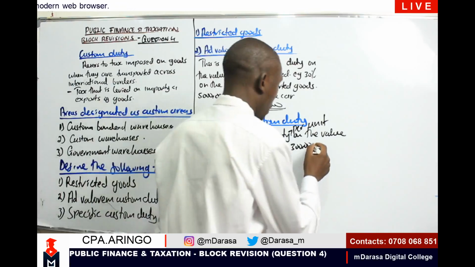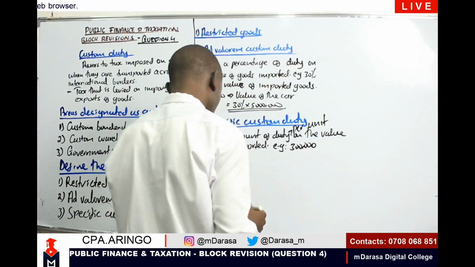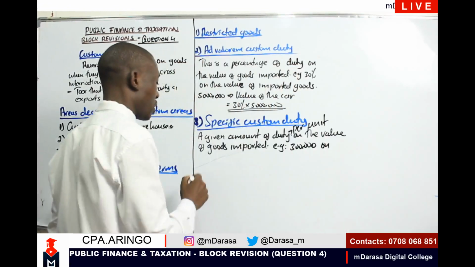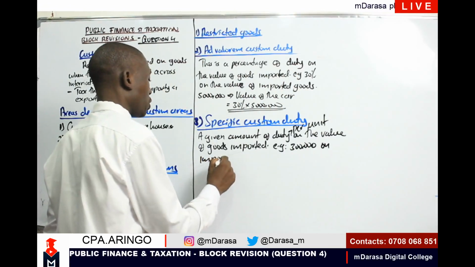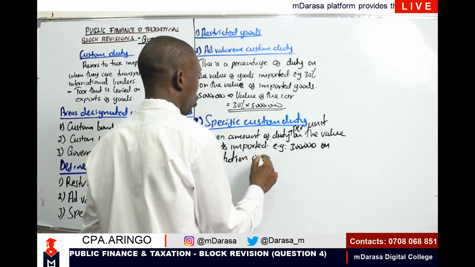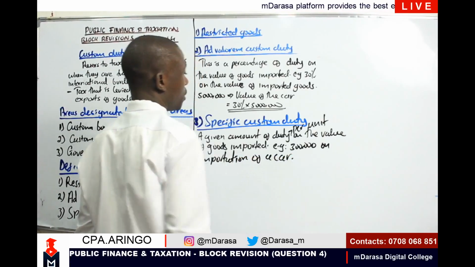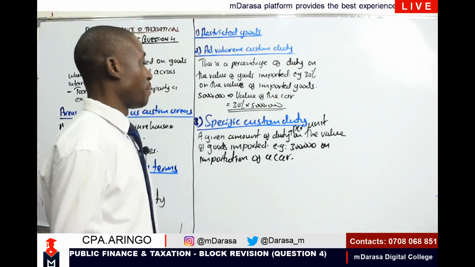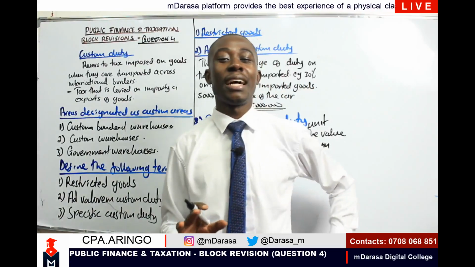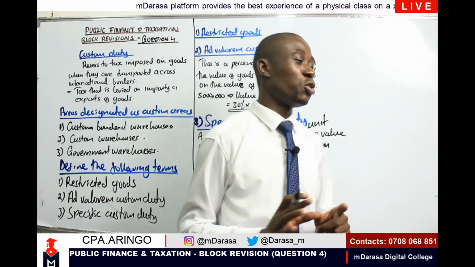Example, you're saying I'm having 300,000 on importation of a car. So this is what you're terming it as, what? Specific custom duty. This is what you're terming it as, specific custom duty.